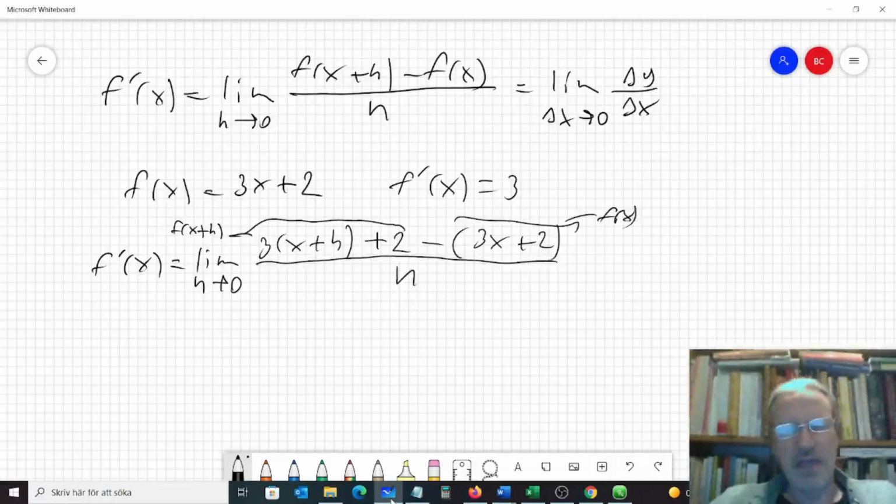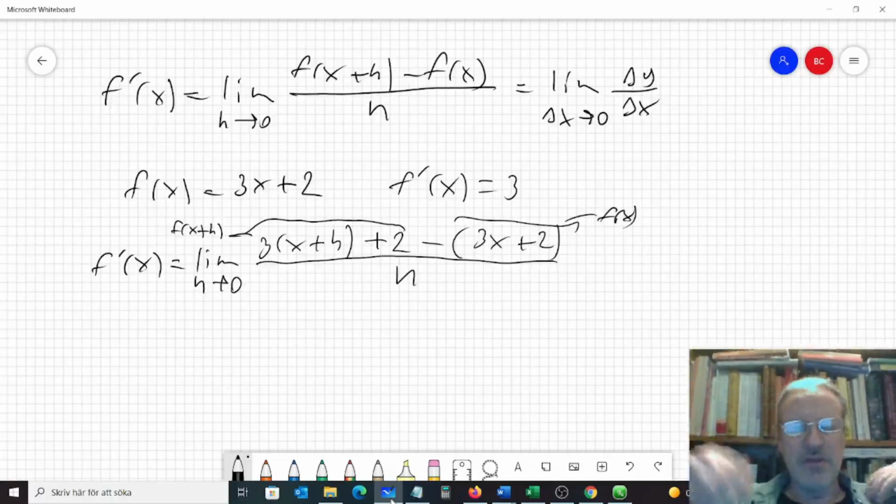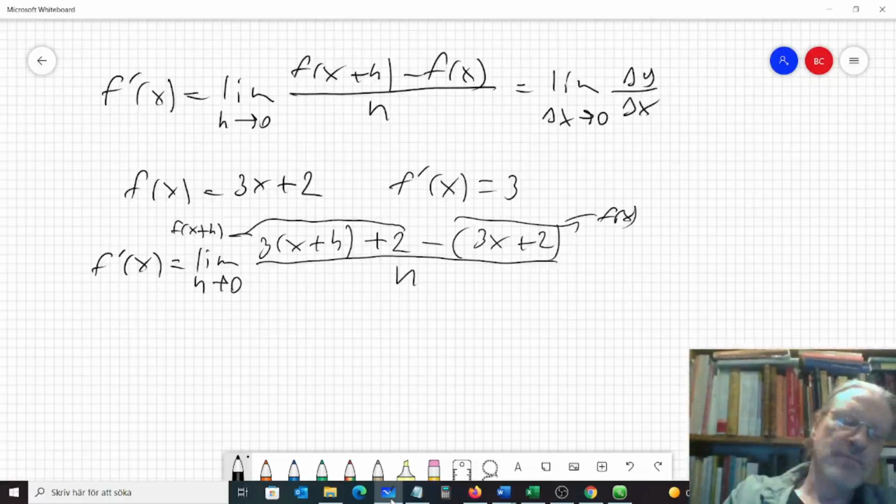If we would try to plug in h is 0 into this, we'd get 3x plus 2 minus 3x plus 2 divided by h. So we would divide by 0. We get 0 divided by 0, which is undefined. So we can't do that directly. But we could simplify our expression in some way.